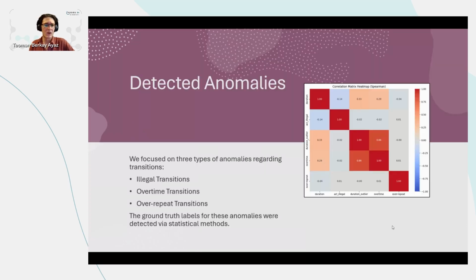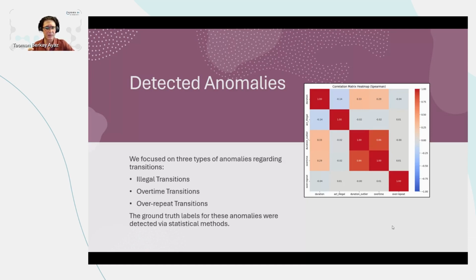So the initial ground truth labels for this dataset were detected by commencing a data analysis study over the dataset. We focused on three types of anomalies which are more related to the transition. The initial one is the illegal transitions found within the dataset, which essentially is a transition between two states that should not have occurred.